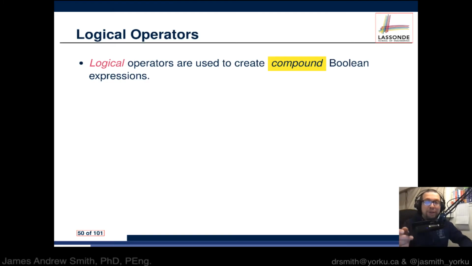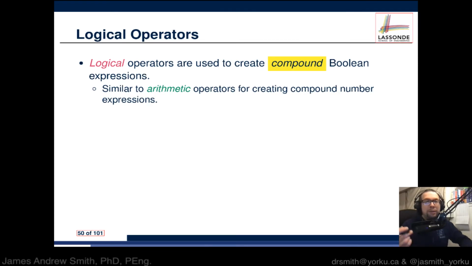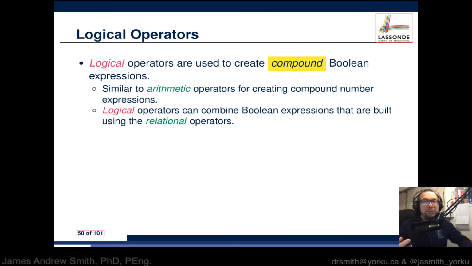All right, so logical operators are used to create compound or combinations of Boolean expressions. They're similar to arithmetic operators for creating compound number expressions. Logical operators can combine Boolean expressions that are built using relational operators. And here's an example. What we have here is a logical AND. On either side of it, you've got an expression over here, and another one over there. This one is asking the question, is 1 less than or equal to x, and over here you've got x less than or equal to 10.